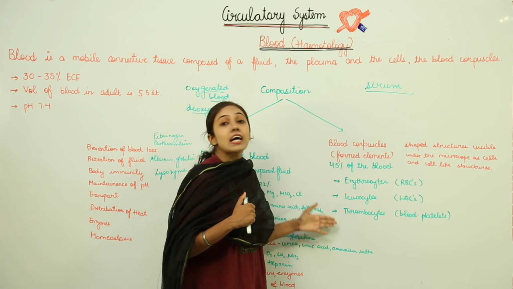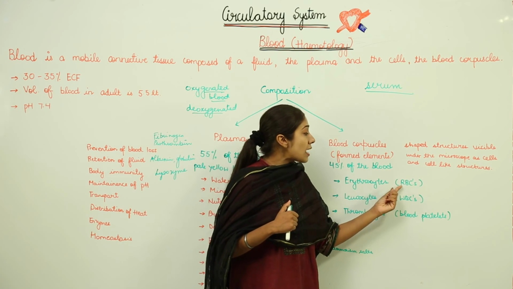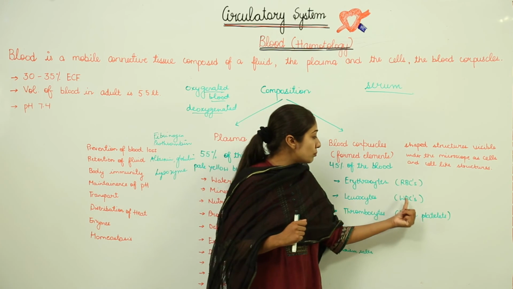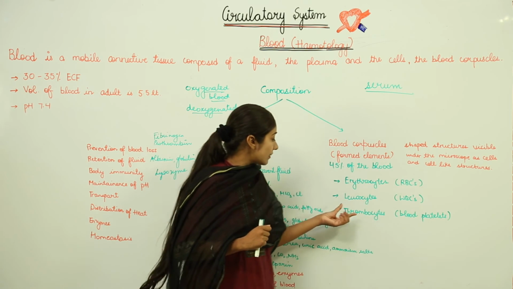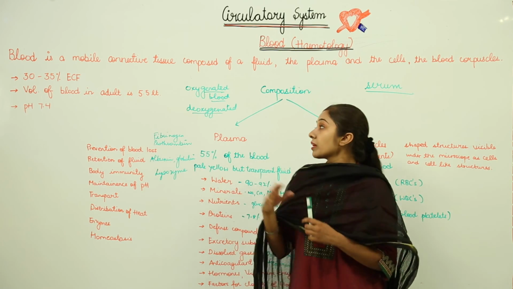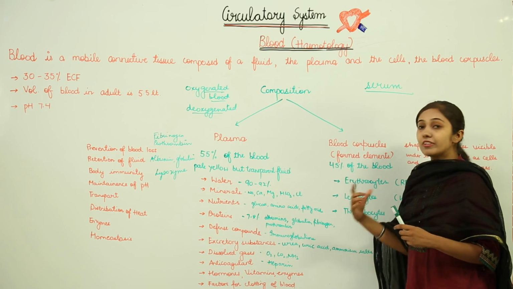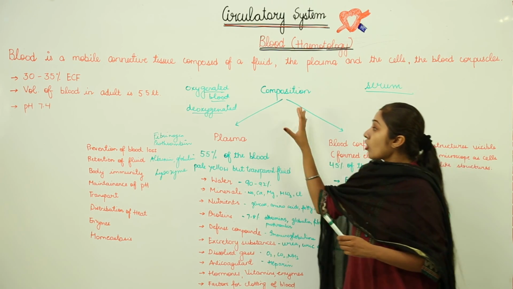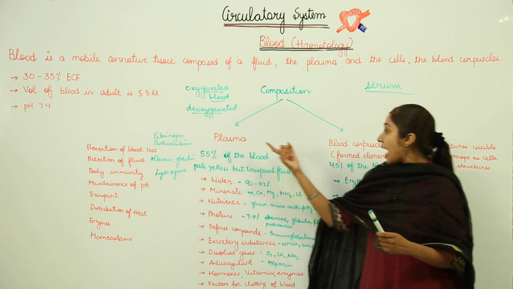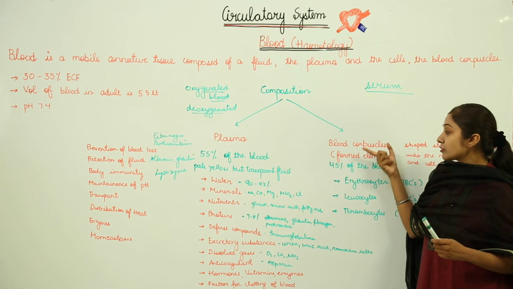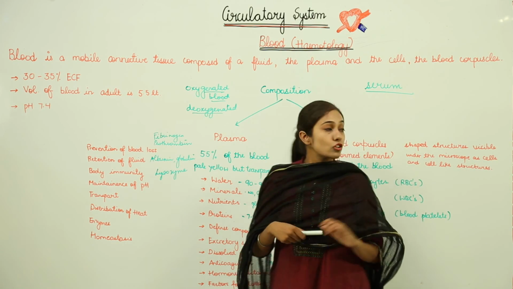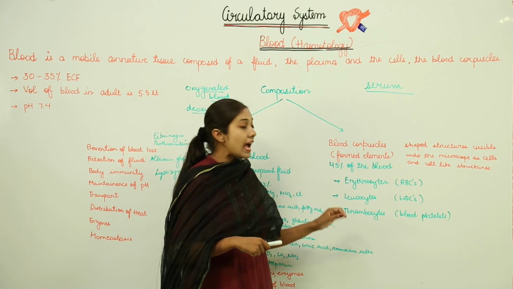And then there are three types. We have erythrocytes, which we also call RBCs, that is red blood corpuscles. Then we have leukocytes, which we call WBCs, that is white blood corpuscles. And then we have thrombocytes, which we call blood platelets. So, this is the brief idea about the blood corpuscles. We are going to discuss in detail, don't worry. But for the composition of blood, just remember, it is composed of the fluid part, 55% plasma, and the cell-like structures, that is the blood corpuscles, which make up 45% of the blood. Now we are going to discuss the blood corpuscles, that is erythrocytes, leukocytes and thrombocytes.